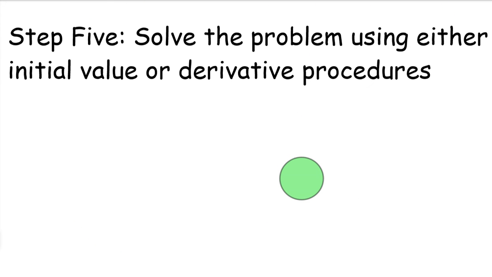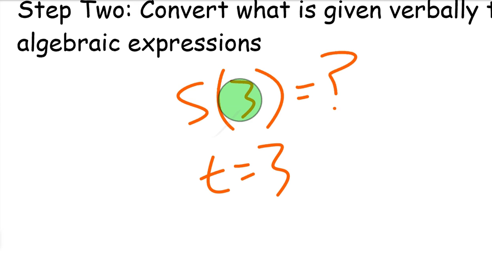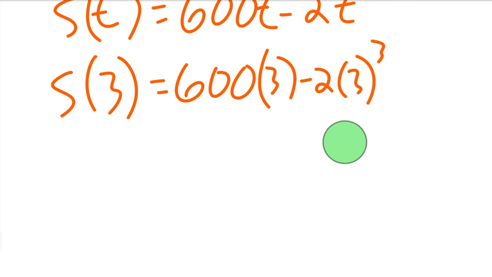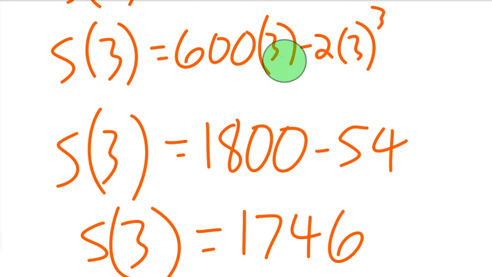Step 5 is to solve the problem using either initial value or derivative procedures. In this case, it's a very simple one. All you have to use is the original equation. We're trying to figure out S of 3, and looking at step 1, we have the equation we need, so we're just going to replace t with 3 and solve. So S of 3 equals 600 times 3 minus 2 times 3 cubed. When we do the math, 600 times 3 is 1800. 3 cubed is 27 times 2 is 54. 1800 minus 54 is 1746.